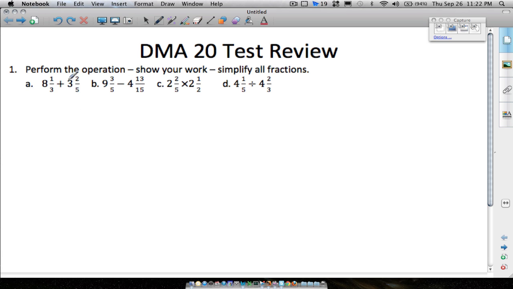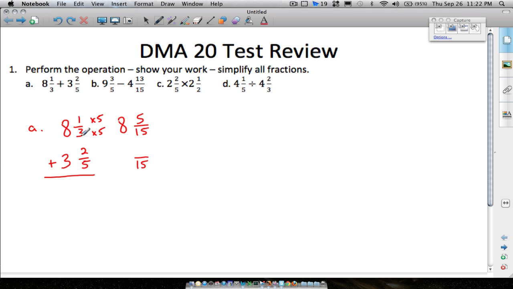But for this first problem, we want to perform the operation. Make sure you show your work and simplify all fractions. So 8 1/3 plus 3 2/5. Remember to add mixed numbers, but in this case we're adding fractions as well. We need a common denominator, and that common denominator would be 15. Notice that 3 times 5 will give you 15, so 1 times 5 will give you 5. And I'm just going to bring the 8 over here as well. So we have 8 5/15.